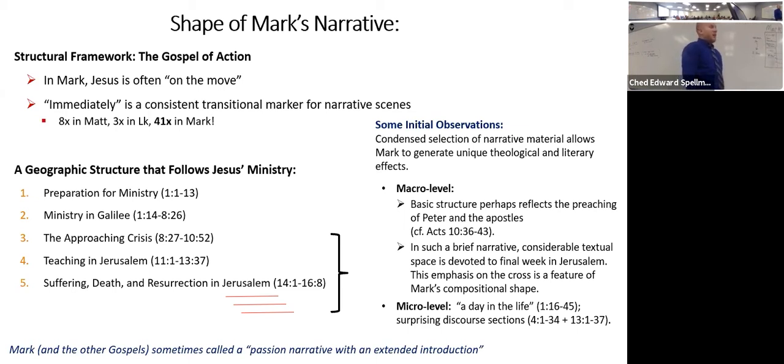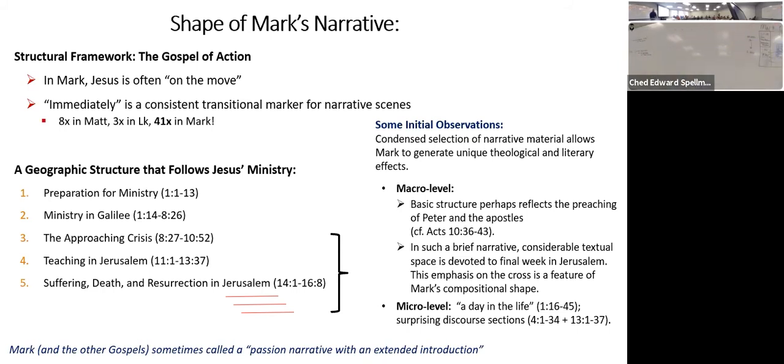Mark does not include lengthy discourses. That's Matthew's thing, but he does twice. So you'll want to know where the large discourse sections are in Mark's gospel. In chapter 4, we get a lengthy discourse of the parables. This is one of the major discourse blocks in the Gospel of Mark.